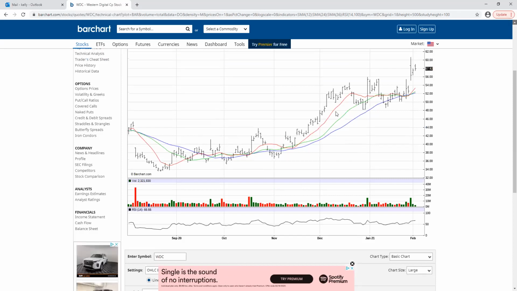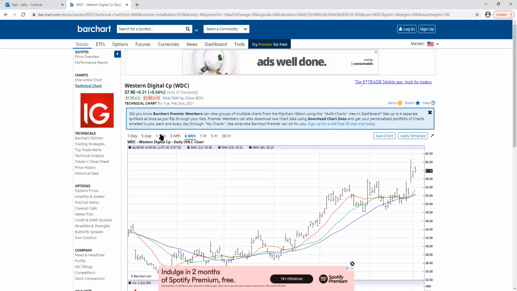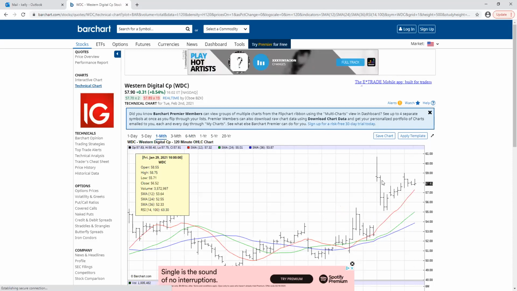Now let's talk about a short-term basis like 1 month. Again, money came in. I think they had earnings, and I think probably the earnings came out good. And this particular sector is doing well. So Western Digital looks pretty good.